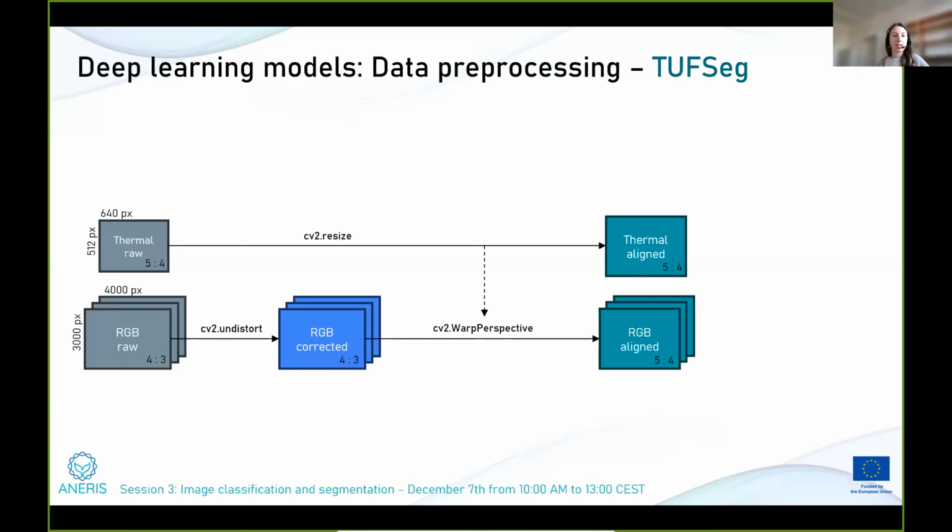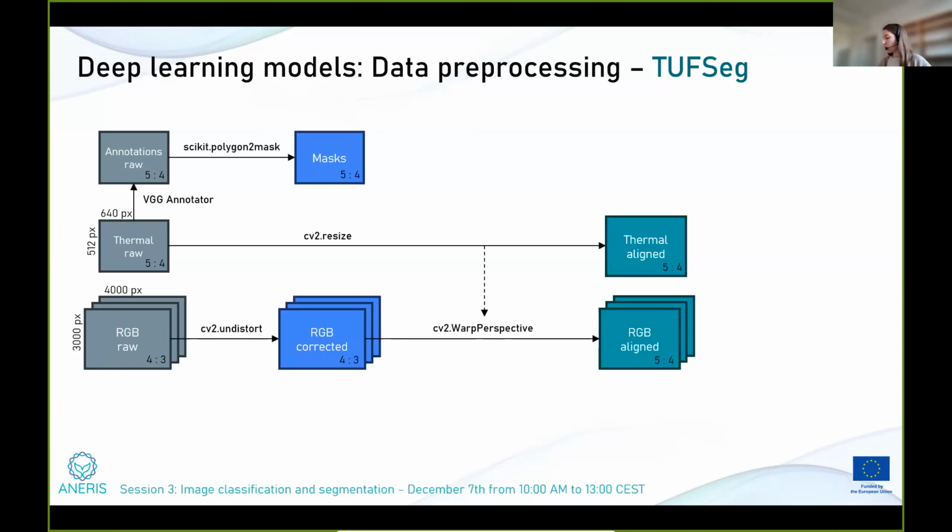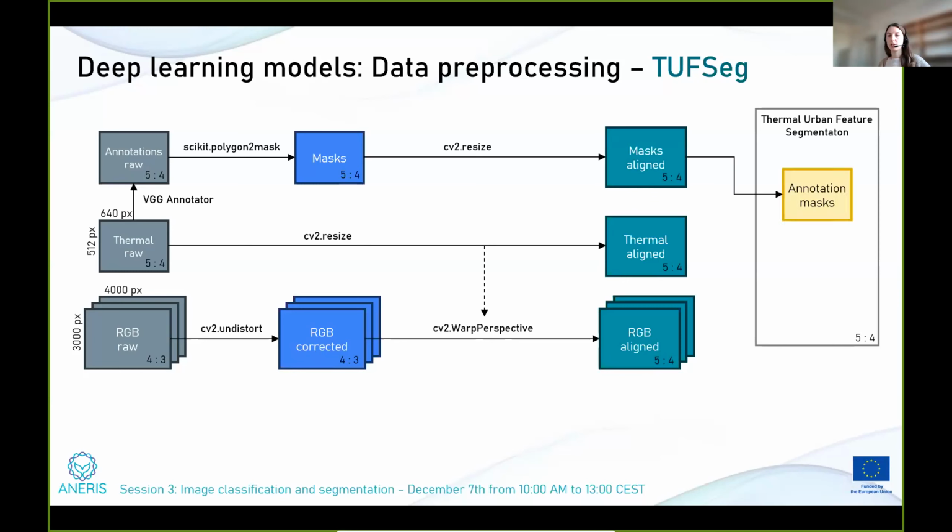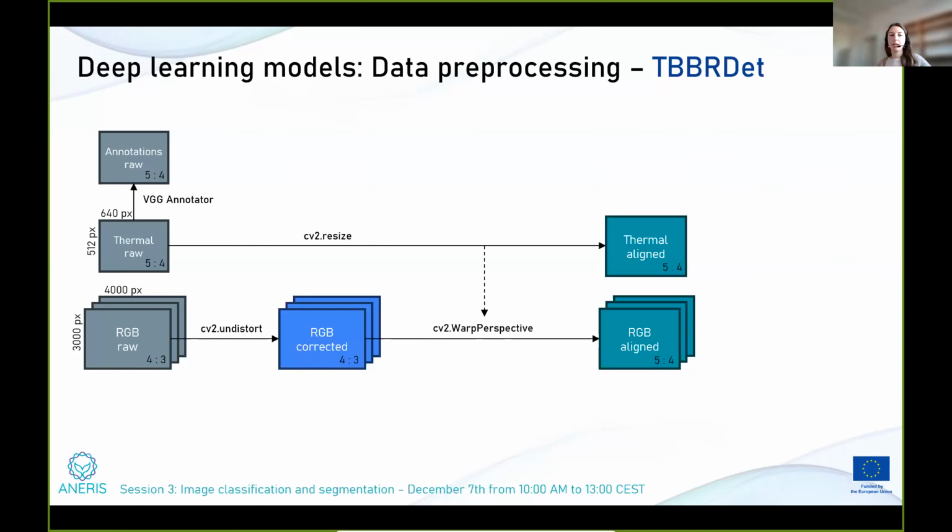Then obviously we need some kind of annotation information. We use the software VGG Image Annotator, which works quite well. In this case, this is the pipeline for the thermal urban feature segmentation. We need segmentation masks, as was described in the first presentation of the day. So we can transform our annotated polygons with our different class labels into masks, and then align these with the other inputs. That leaves us with some annotation masks and 4-channel image inputs. Now for the building inspection, the pipeline is very similar.